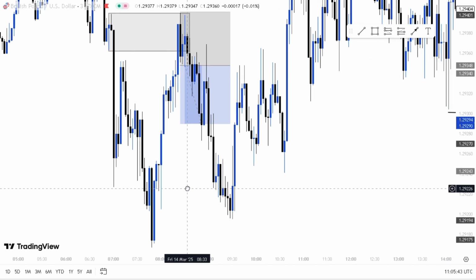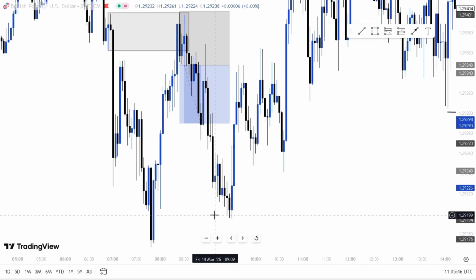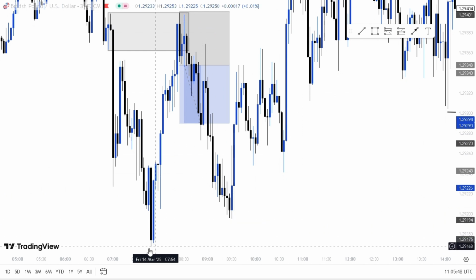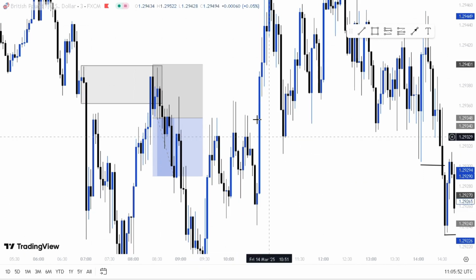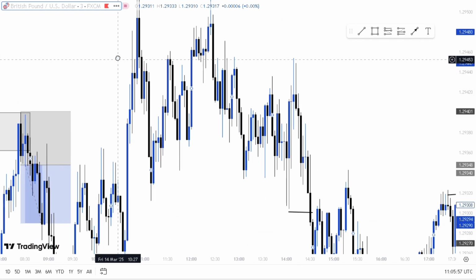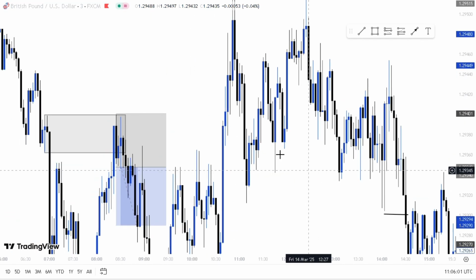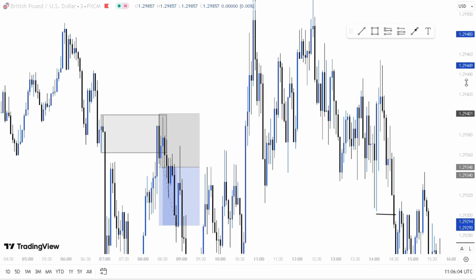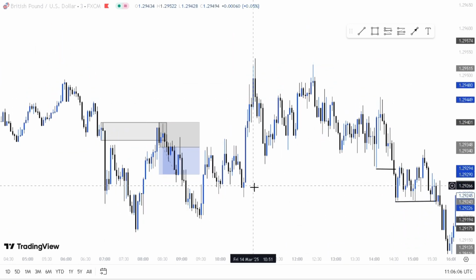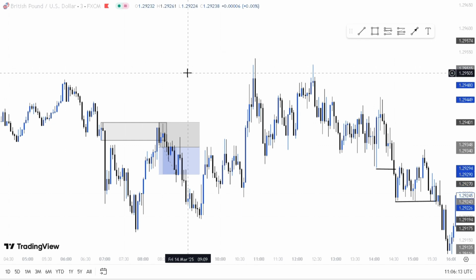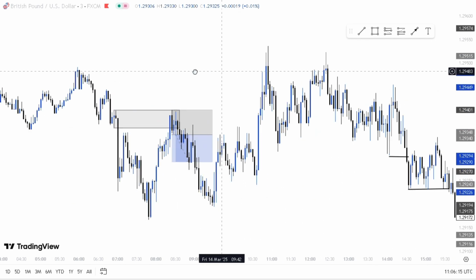But what I like about here is that you can see a market structure shift, as it failed to break this low and broke this high, indicating upward movement. But one thing I want you guys to know is that we cannot really predict the market as much as we want to. The market always does what it wants to do. And yeah, this is an example of it.